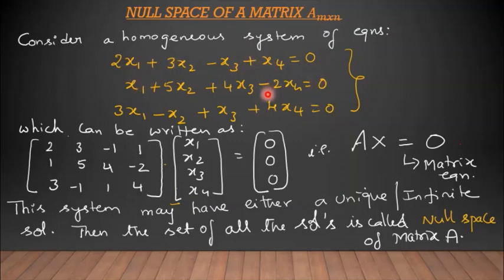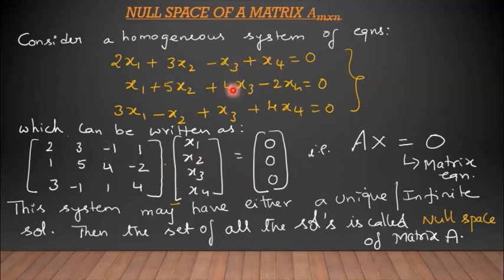To solve these three equations, we'll write their corresponding matrix equation. How do we write it? By taking the coefficients of x1, x2, x3, x4 in the above equations, we get a matrix with 3 rows and 4 columns, a 3 by 4 matrix, multiplied by a column matrix with 4 rows, x1, x2, x3, x4, equal to the right hand side, a column matrix with 3 rows, 0, 0, 0. If you multiply this out, you will get back the system of equations.